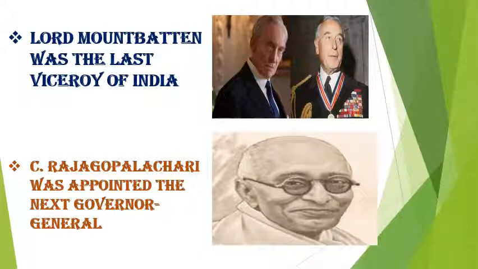Okay, students, the given picture is the picture of Lord Mountbatten. Students, who was Lord Mountbatten? Listen, Lord Mountbatten was the last Viceroy of India. Then after that, he became the first Governor General of independent India. Yes, students, Lord Mountbatten became the first Governor General of independent India.